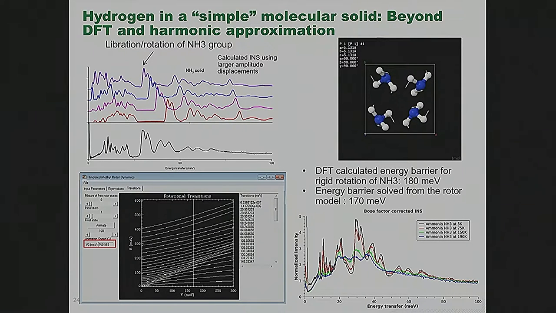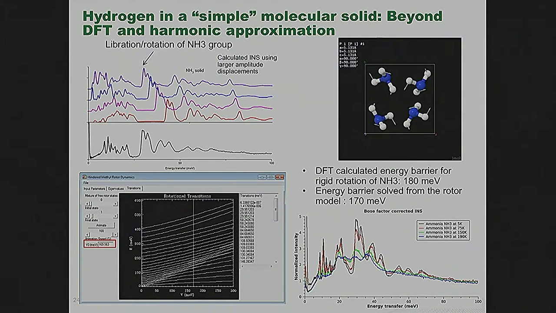So now I'm going to just walk you through a series of examples of some of the science that we have done here, trying to give you an idea of what you can do with INS. So this is an example of hydrogen in a relatively simple molecular solid. Ammonia, NH3, has a very nice and simple structure. We did this calculation in here. The experiment is the black curve, very pretty. Usually the calculation is extremely good. We can really rely on them.